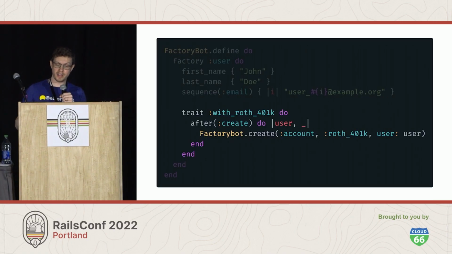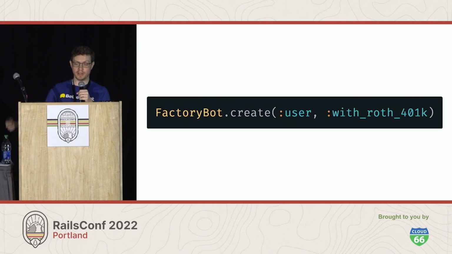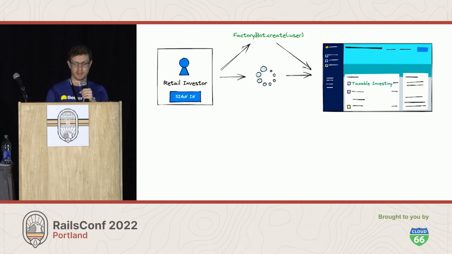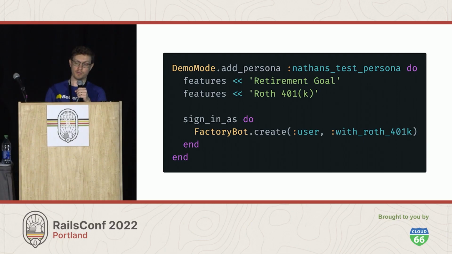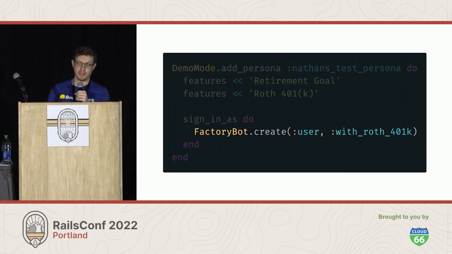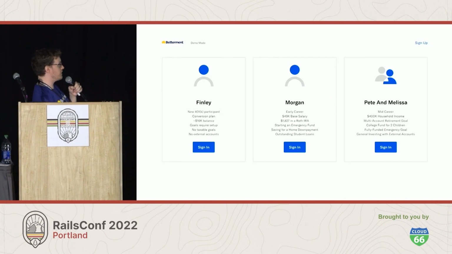Plus, you can define things like traits, like a user with a Roth 401k account. And then you just apply those traits at creation time. And so this was actually perfect, because each user type could get its own factory definition, and by just changing up the traits, we could change up the actual dashboard that you drop into. To support this, we came up with a quick little domain-specific language, or DSL, for defining these things, and we called them personas. And all you had to do was drop your factory code right in there, and it would take care of the rest.